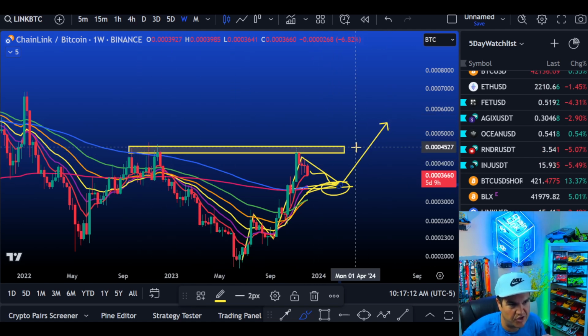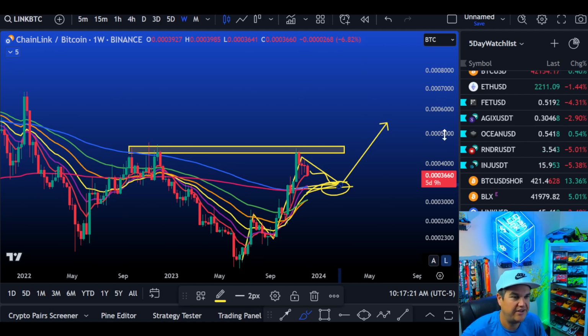Breaking through our resistance zone. All we're looking for is a close above like 4,500 Satoshis, right? You see the scale out here. That's what these are. If you're like, how the hell do I say that? They're Satoshis, right? 5,000 Satoshis, right? Got it, good.